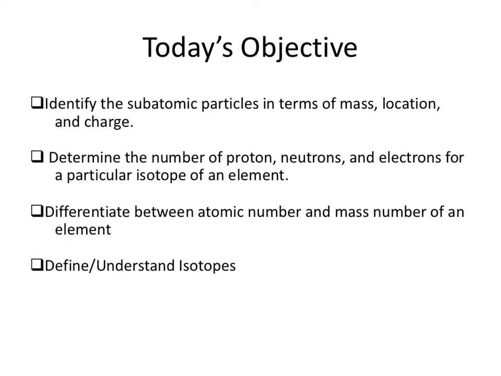Today in this video lecture, you are going to be able to identify the subatomic particles in terms of their mass, location, and charge. You'll also be able to determine the number of protons, neutrons, and electrons present in a particular isotope of an element. You will differentiate between atomic number and atomic mass of an element, and of course, define and understand isotopes. Okay, so these are the goals for today's lecture.